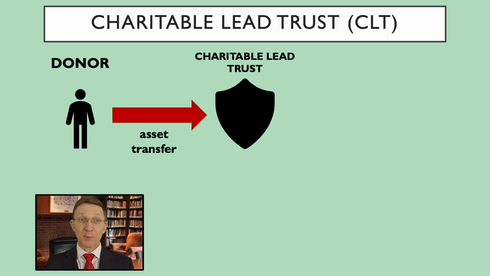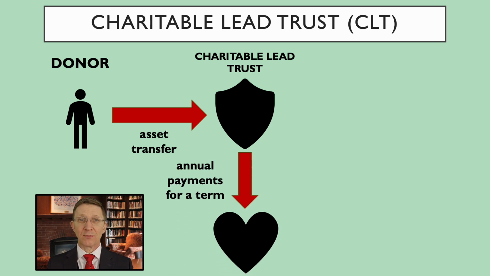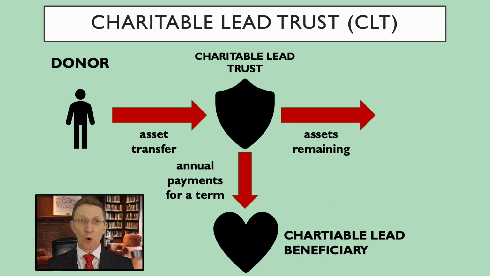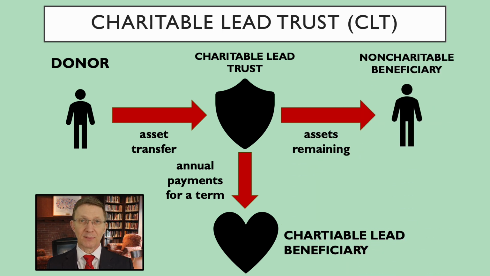The trust makes specific distributions at least annually to one or more charities for a term, that is, for a number of years. The charity that benefits from a CLT is called the charitable lead beneficiary. At the end of the term, the assets remaining in the trust go to one or more non-charitable beneficiaries. For this reason, the non-charitable beneficiary is called the remainder beneficiary.